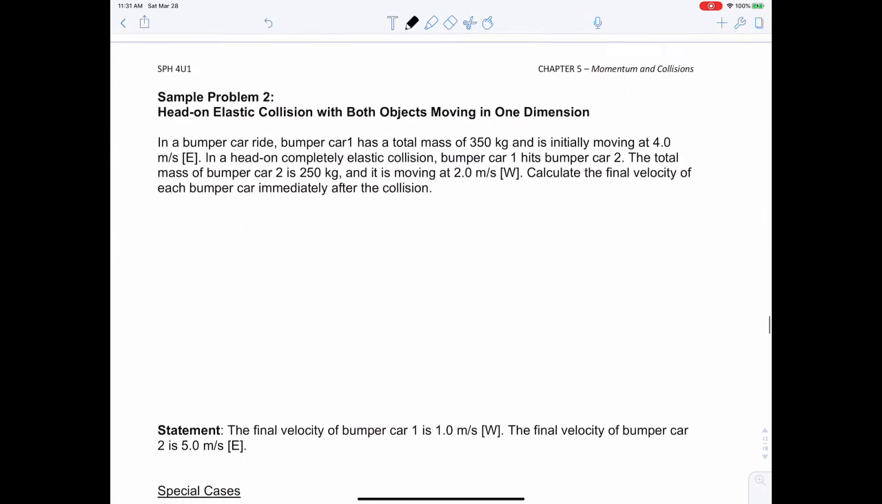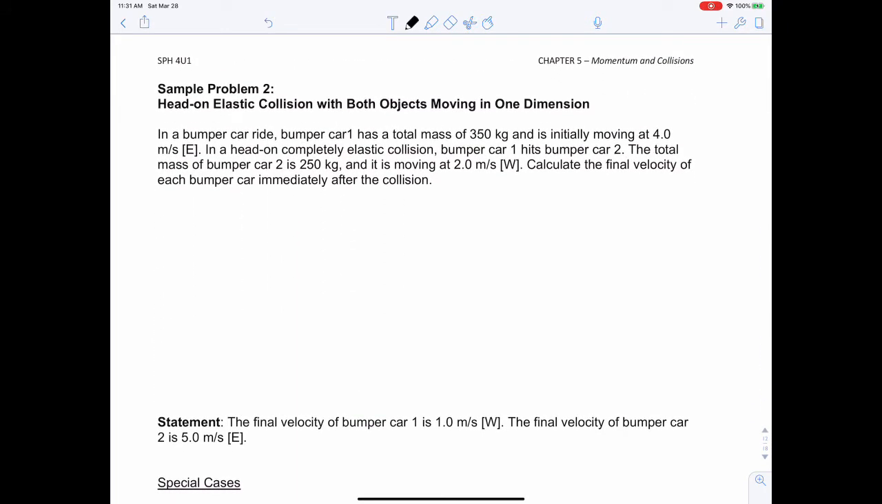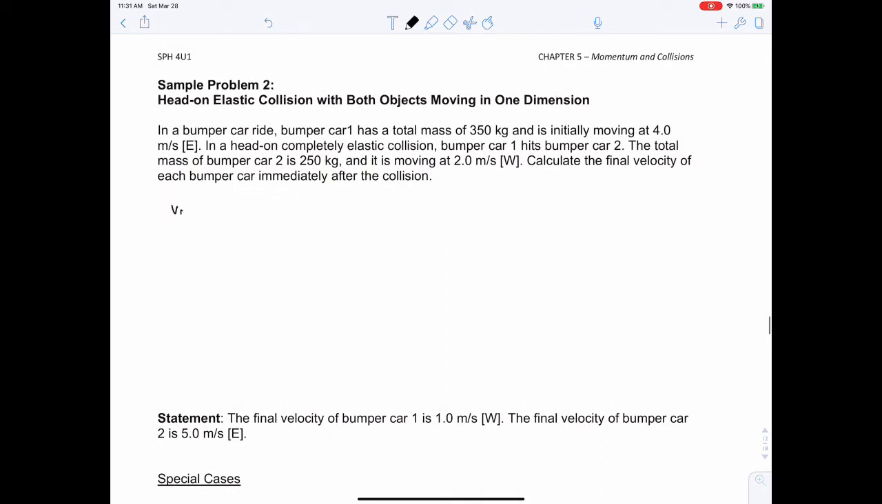Let's take a look at sample problem number 2. This is a head-on elastic collision with both objects moving in one direction. In a bumper car ride, bumper car number 1 has a total mass of 350 kilograms. Since these are perfectly elastic head-on collisions, we can use the simplified equations for final velocity of object number 1 and the simplified equation for final velocity of object number 2.